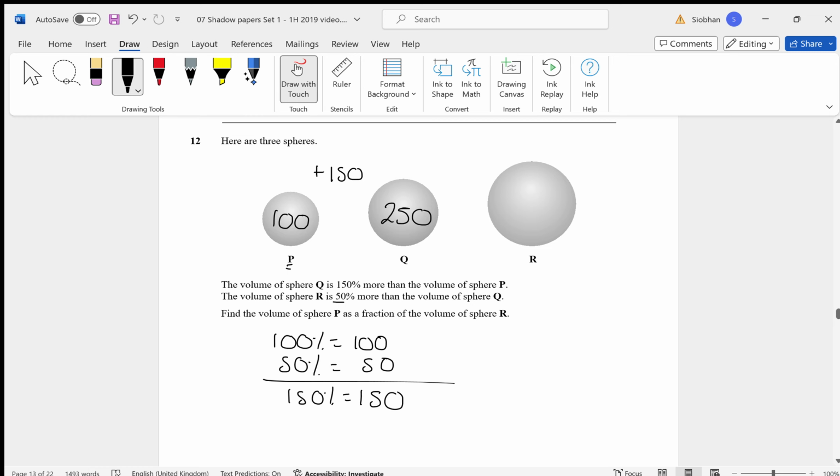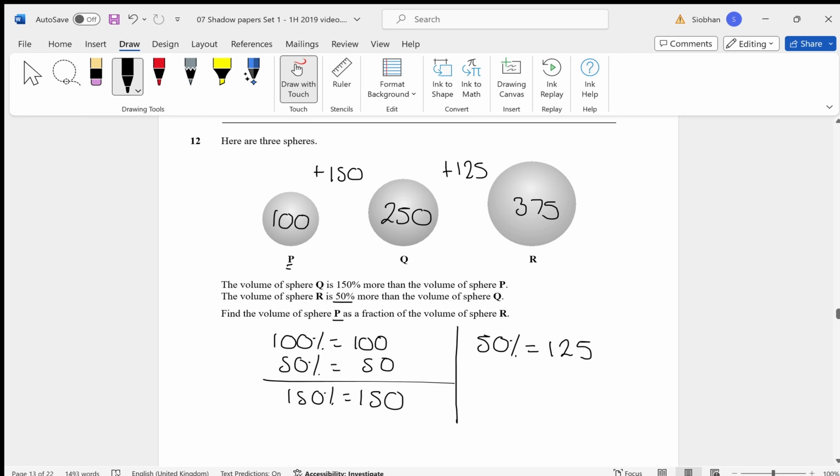We can now do the same. So R is 50% more than Q. So we now need to find 50%, but this time 50% of 250. So we can just half that, and we're going to get 125. Then if we want to increase the amount by 125, we're just going to add that on. So that's going to give us 375. So that's what the volumes would be.